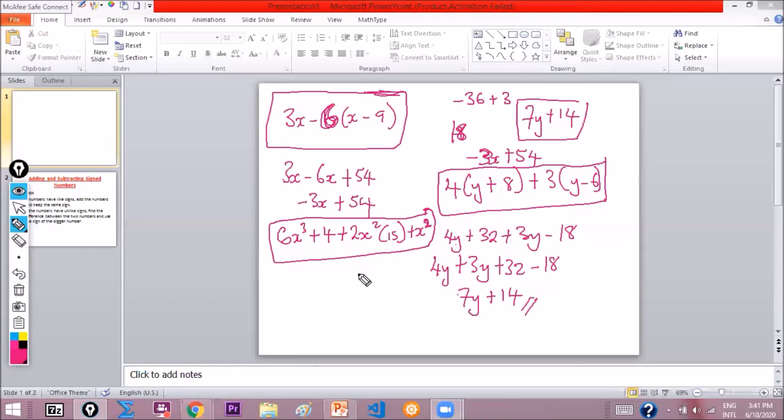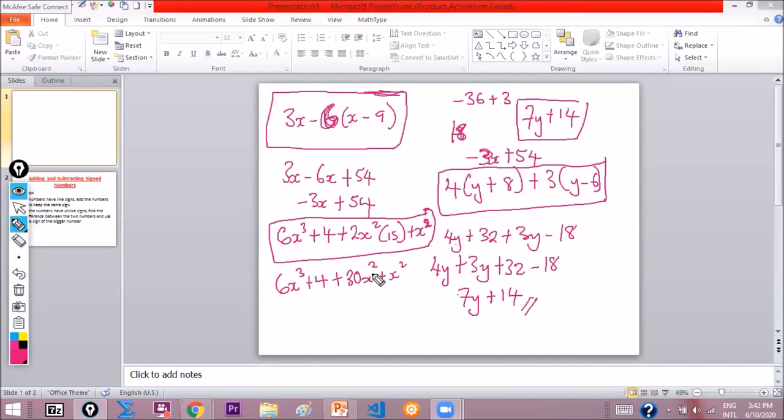Is this the answer? 6x cube plus 4 plus 30x square plus x square. You say your answer is what? Like 6x cube, yes, plus 4. Then plus 30x square, and plus x square. Okay, and so I can simplify this.